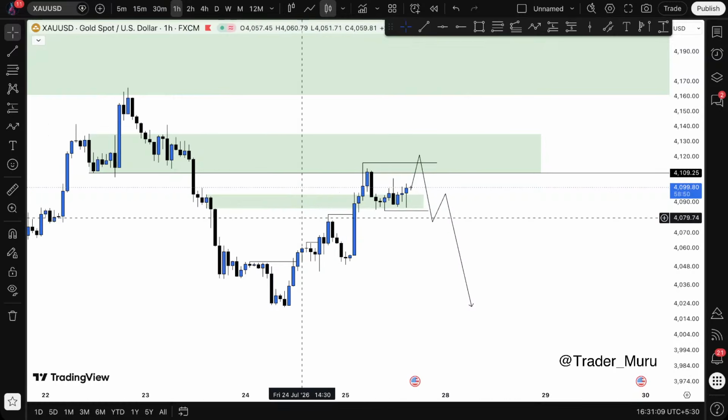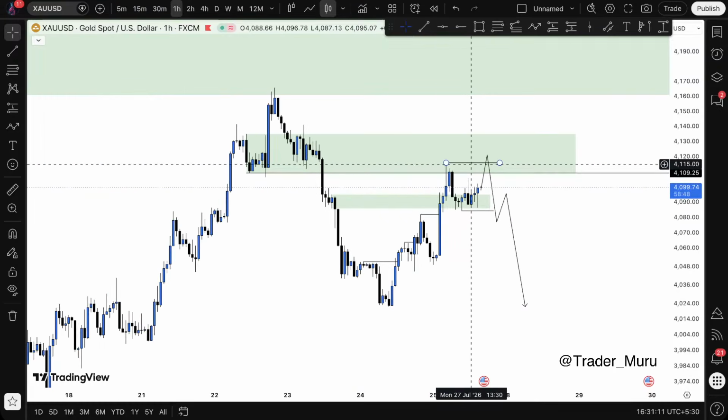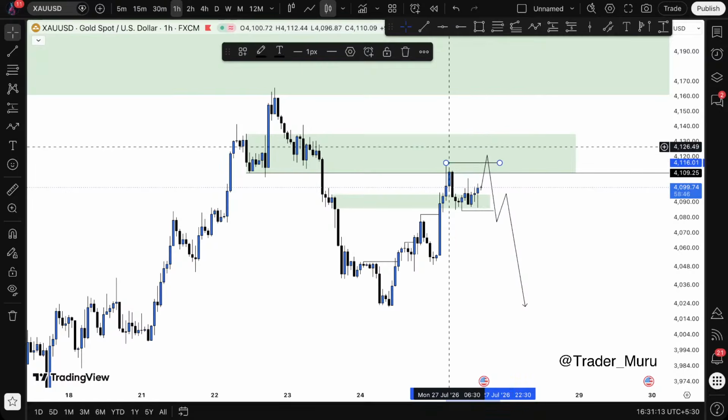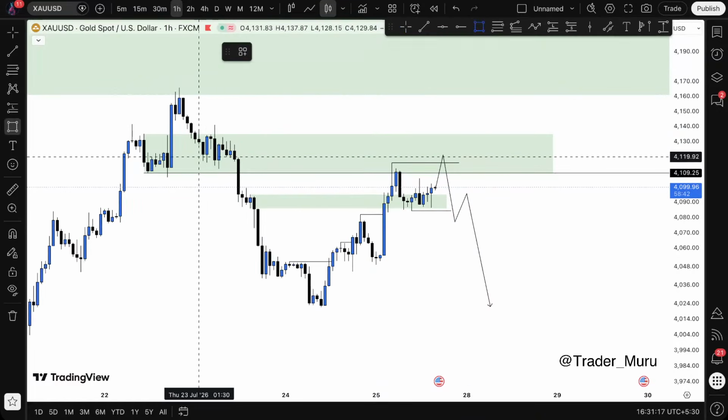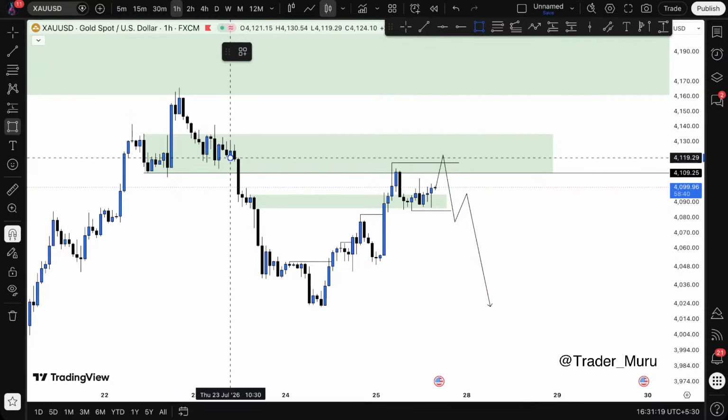So right now gold is still bullish. It can break above this high, and the major rejection area will be this one, this pending supply.